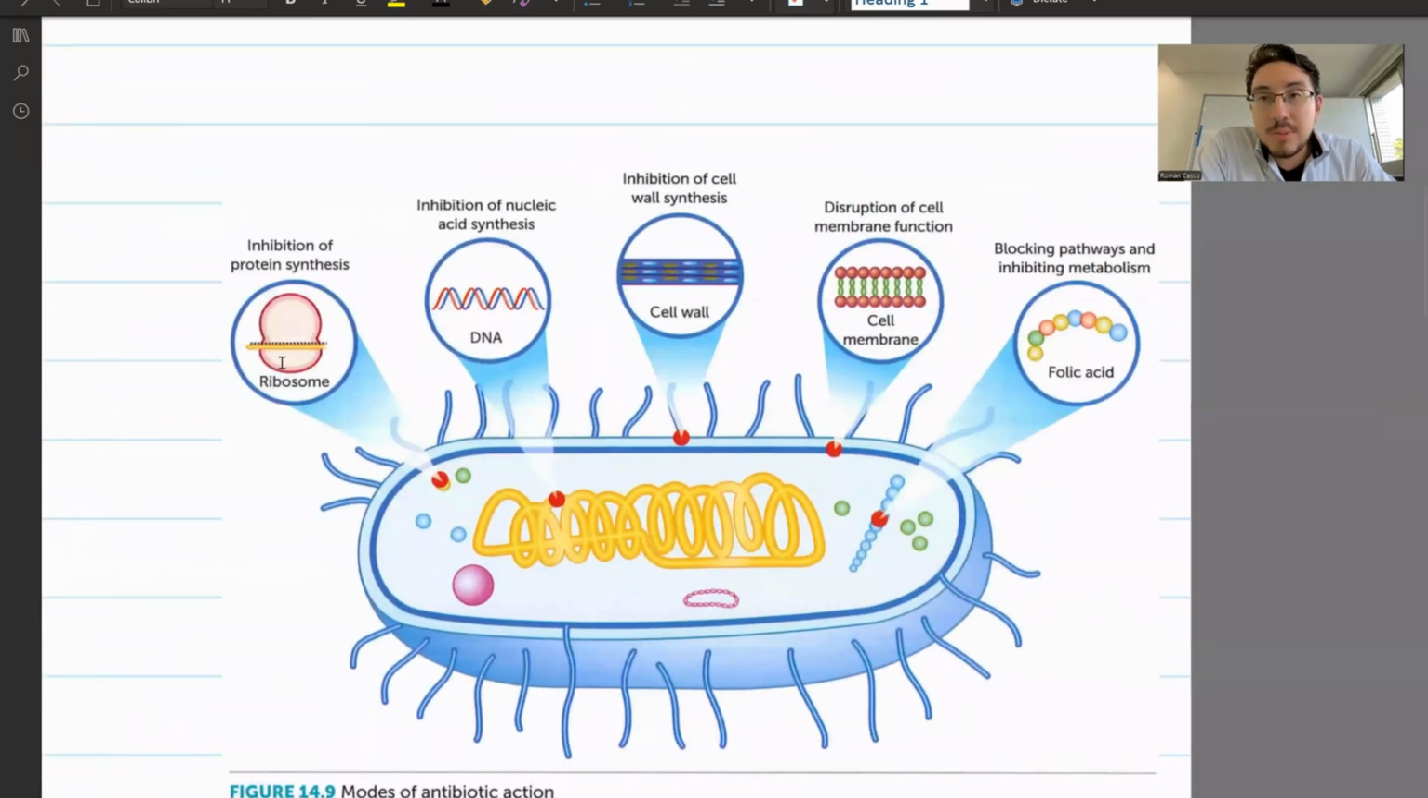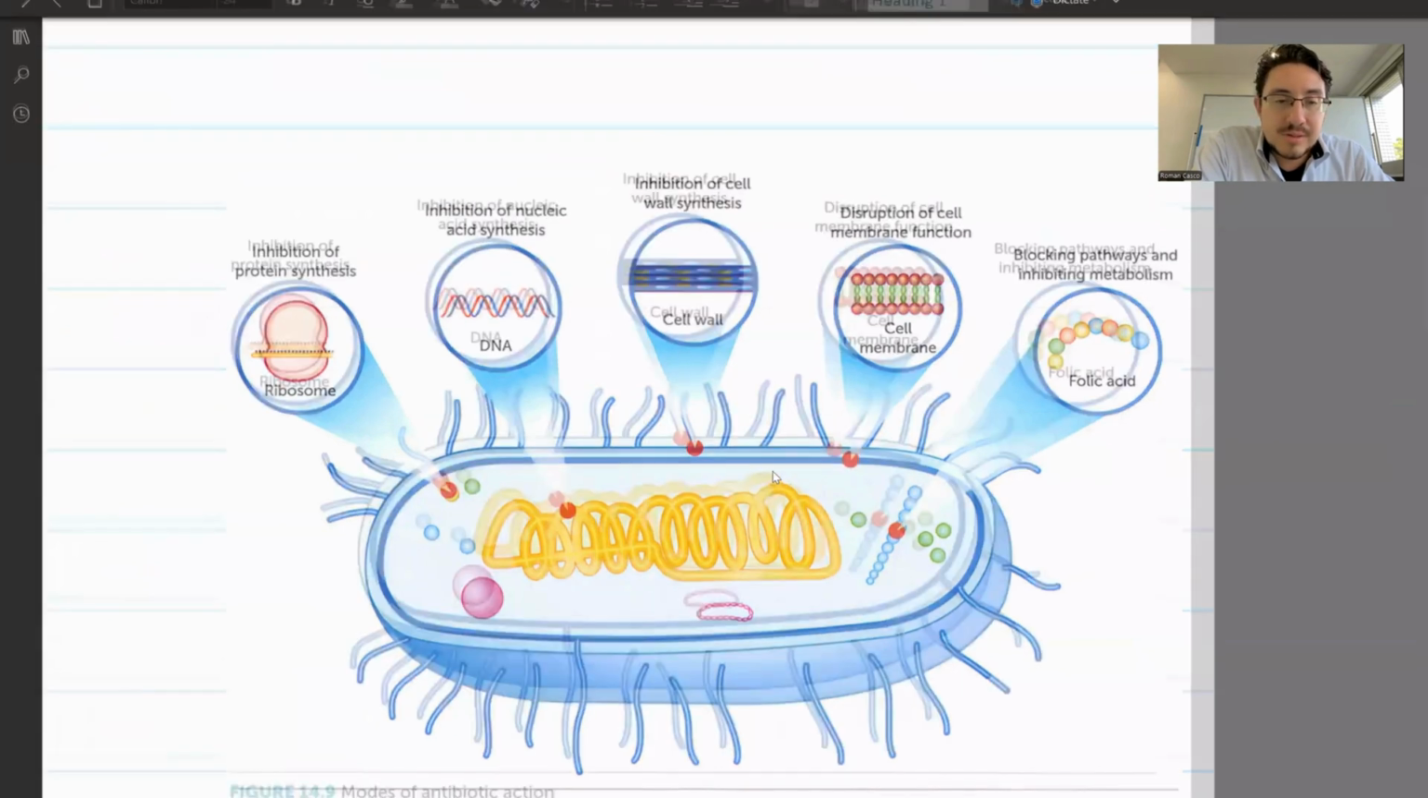Ribosomes. You can disrupt or break down ribosomes. You can disrupt DNA, specific sequences. Cell wall. Cell wall is very specific in terms of bacteria, right? Bacteria have a peptidoglycan cell wall. Fungi have chitin. Plants have cellulose. So they're very specific. Cell membrane, or even certain pathways, right? Specific pathways for proteins, or for creating other compounds like folic acid, which is important for the homeostasis of these particular organisms.